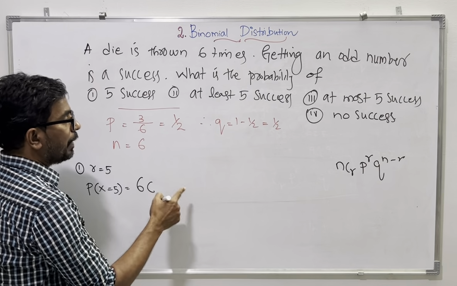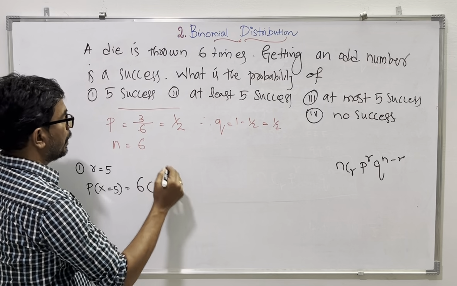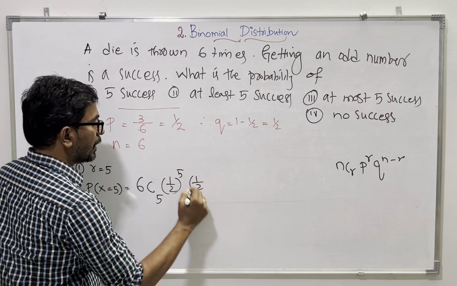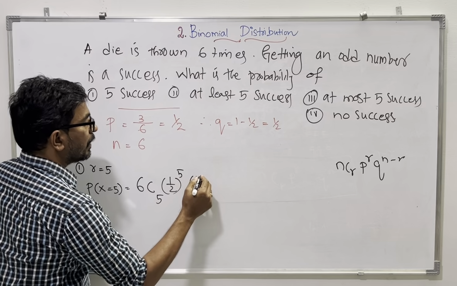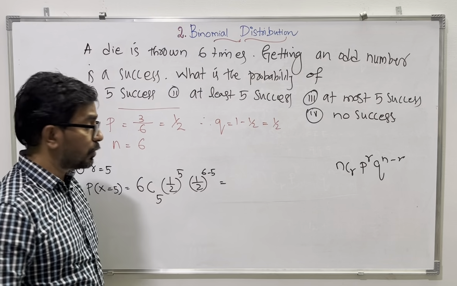So 6C5. P is 1 by 2, to the power r, which is 5. Then 1 by 2 again, since success and failure are both 1 by 2, to the power 6 minus 5, that is 1. So you should know what 6C5 is.